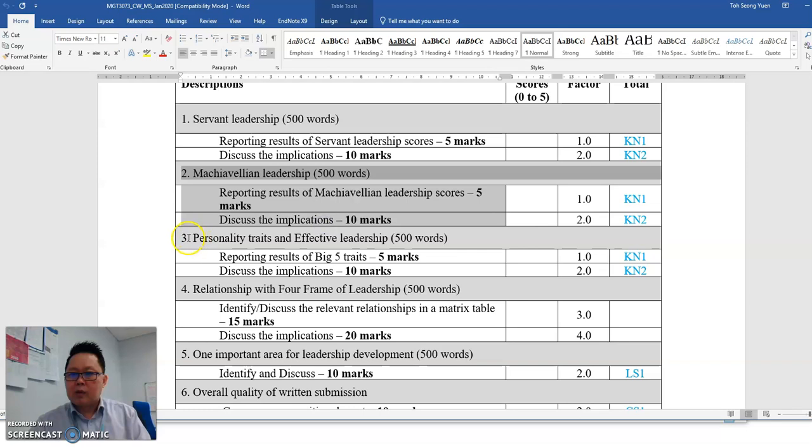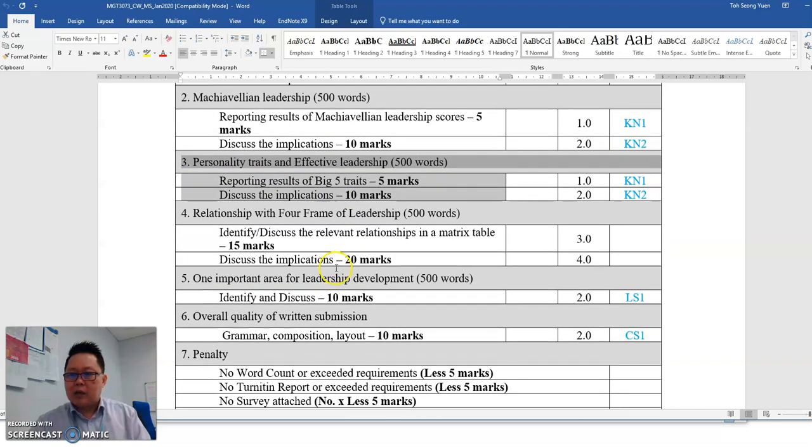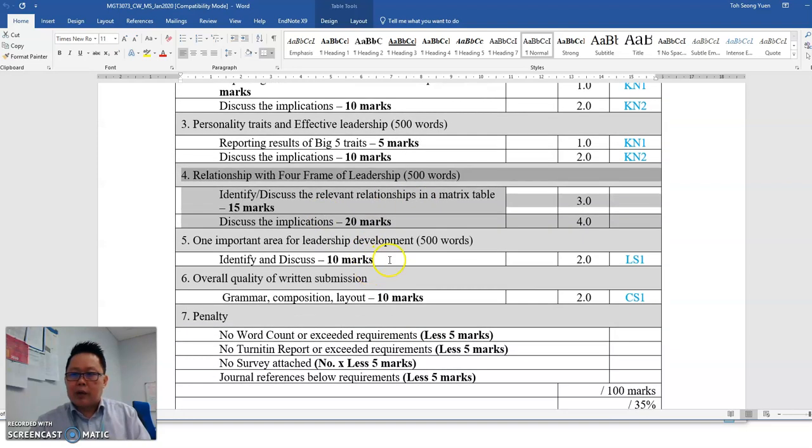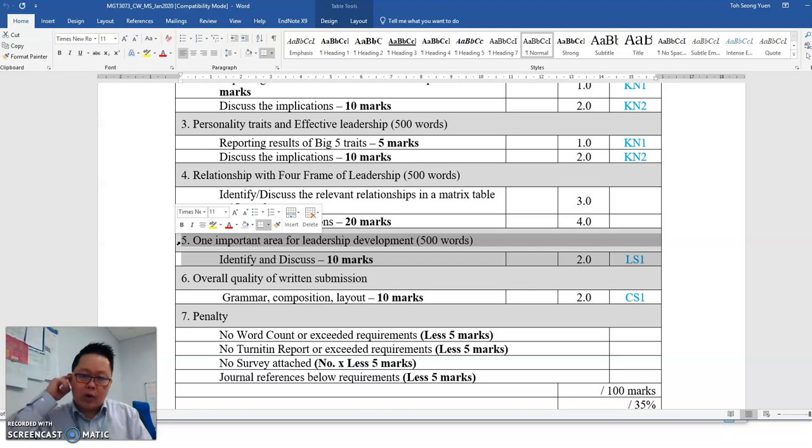Machiavellian leadership, the Big 5 personality, and I have done quite a lot on the 4-frame leadership and the metrics table. And also section 5 where we talk about leadership development.